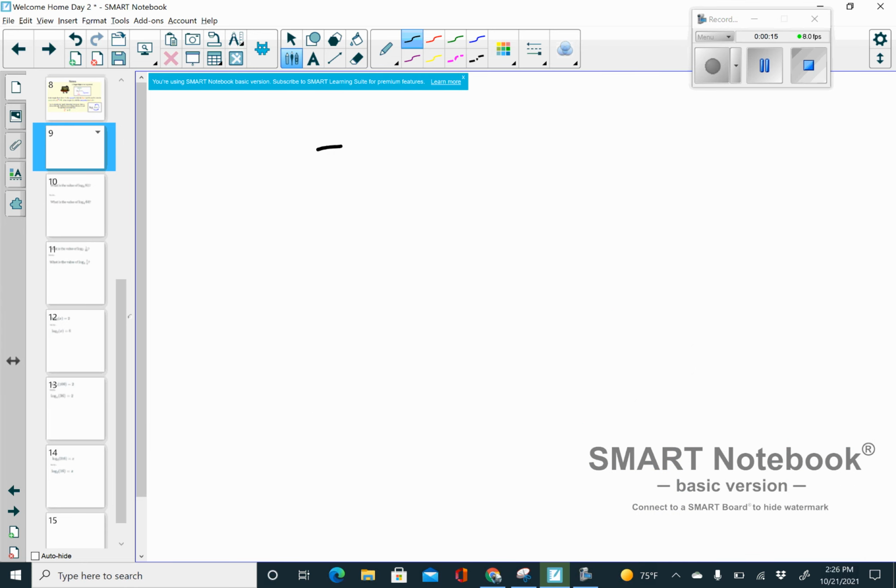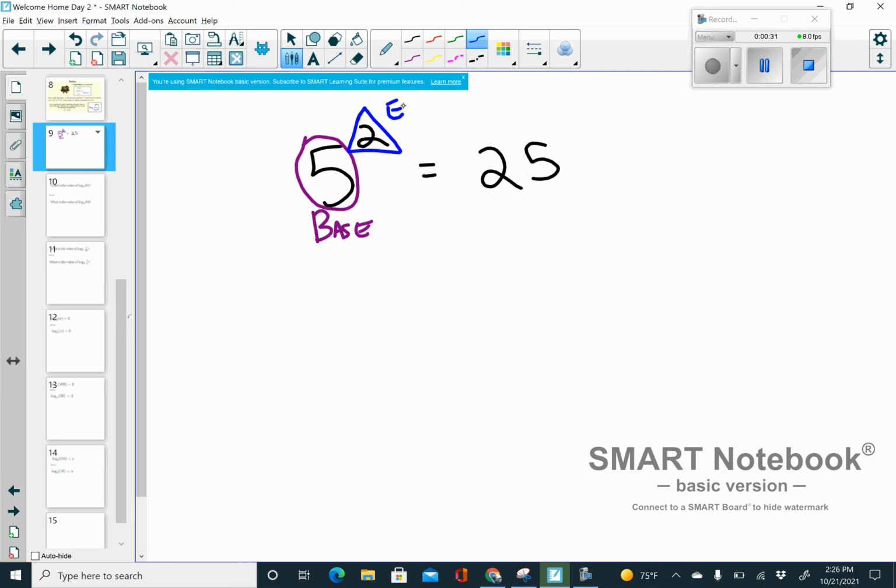Okay, so if you had 5 to the second power is equal to 25, because 5 times 5 is equal to 25. Just as a reminder, this number right here is called a base. This number right here is called an exponent. And we'll call this number right here the answer. I know, genius, right?